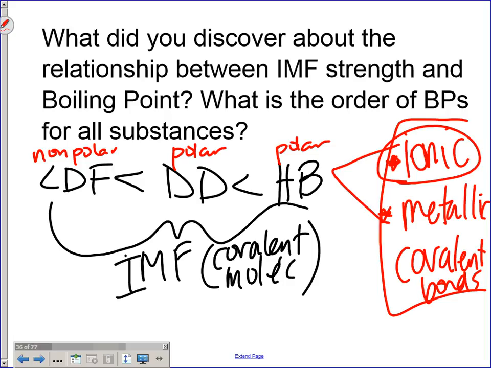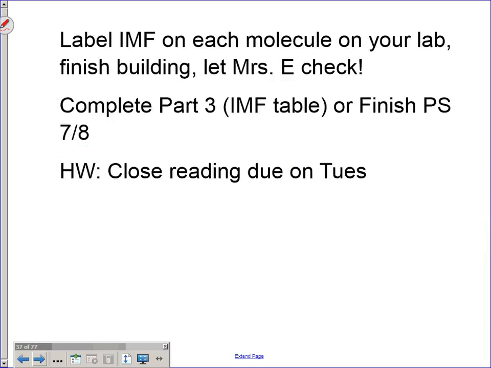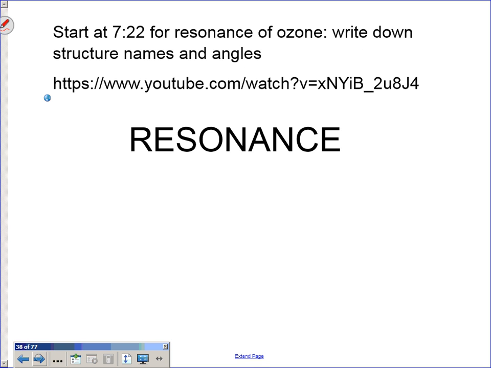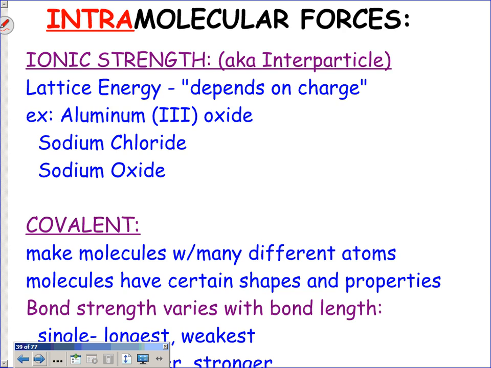So anyway, ionic's the strongest. Metallic we'll talk about more Monday. Covalent's the next strongest, but how do you compare covalent? You can't just look at a covalent molecule and go, oh, its boiling point is 400, okay? So you have to look at these instead, and that's what we're getting ready to do. On the sheet that I gave you yesterday where it says Part 3 IMF table, let's talk about this first. I have to actually get to it, I'm sorry.